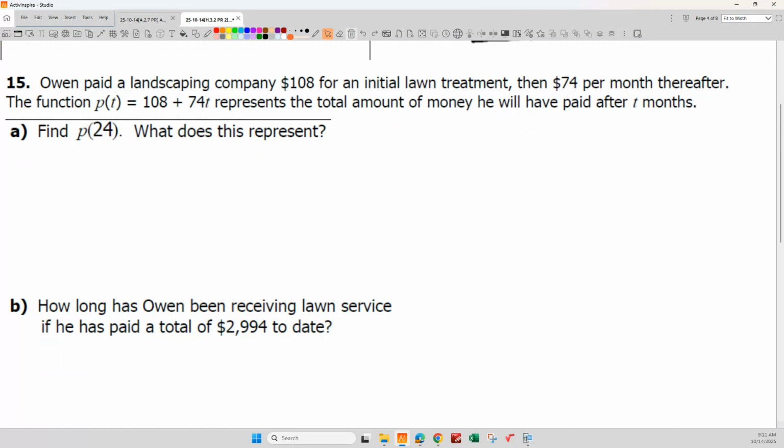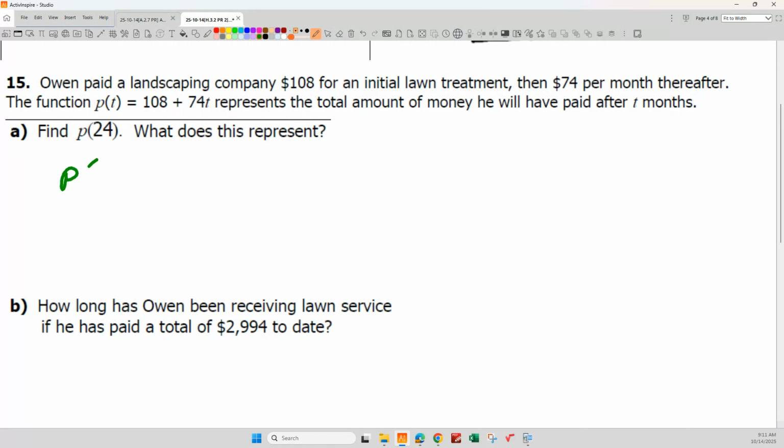Say it again. Payment after 24 months. How much has this guy paid this landscaping company after 24 months? And how would I find that? Plug it in, right? That's just using a function to evaluate a value. We're just evaluating a value of t.